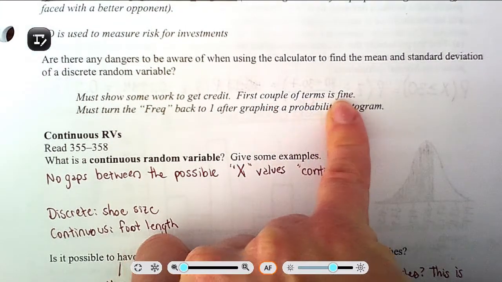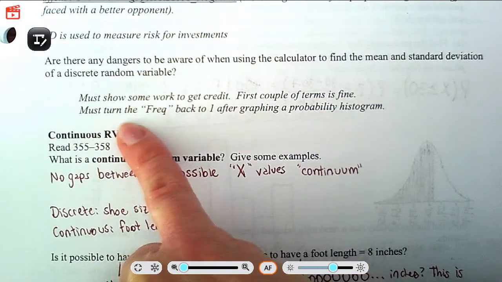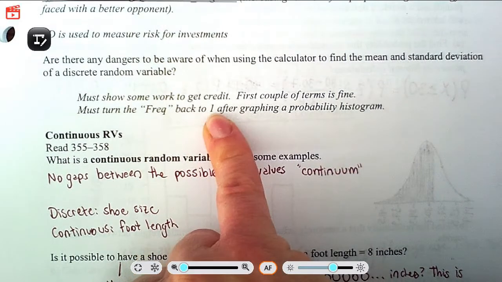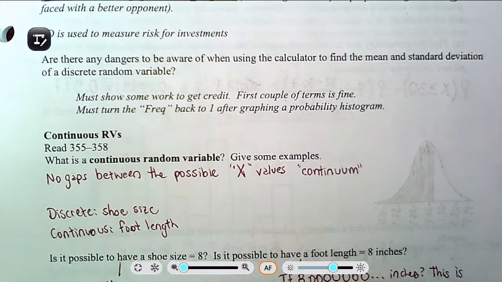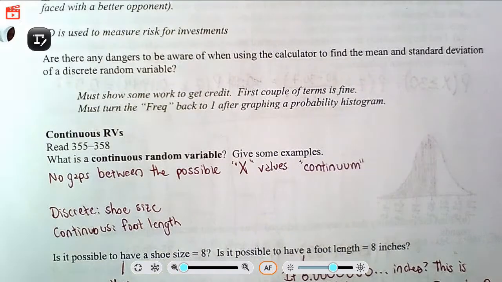The first couple of terms is fine. You must turn the frequency back to 1 after graphing a probability histogram so that your calculator can work on future questions. What is a continuous random variable?